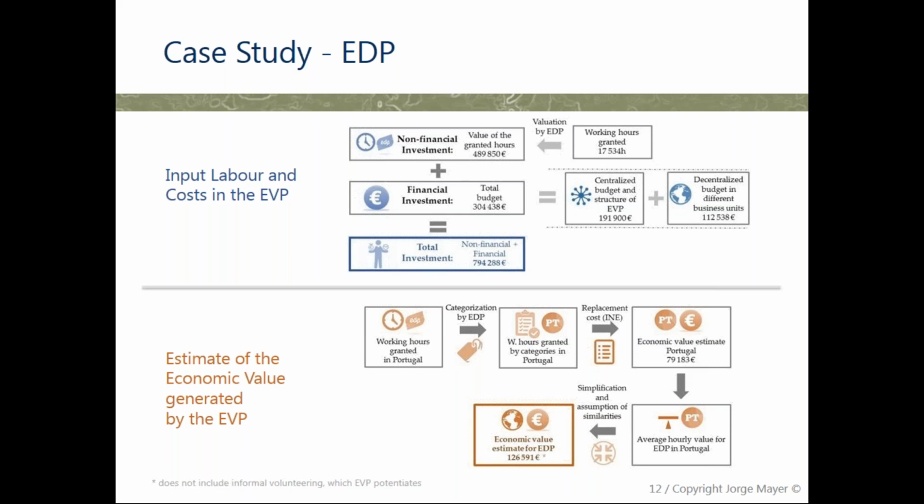Because we could not do this for all the countries where we are, and because the activities are more or less the same that we have in other countries, we tried to use this average also for other countries. So we found the average hourly value for Portugal, and then we assumed similarities with all the other countries, and we came up with the economic value for the EDP of almost 127,000 euros in 2015. This should be the amount of money that would pay for all the work done, the services done by the volunteers.